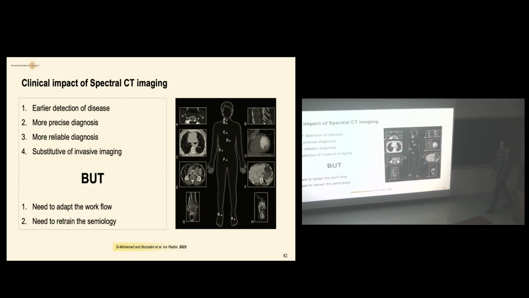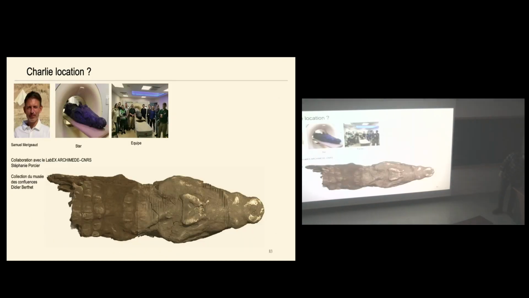So you see that there are many impacts, and I think that spectral photon-counting CT will have an impact on the whole body, from the finger to the hair. I don't know if we can do hair imaging, we'll see. And it will provide earlier, more precise, more reliable detection, and substitutive. However, there is still a need for updating the workflow, because it will increase the performance of your workflow. It will increase a lot the memory need and so on. And also we need to retrain the semiology. We're going to see things we have never seen.